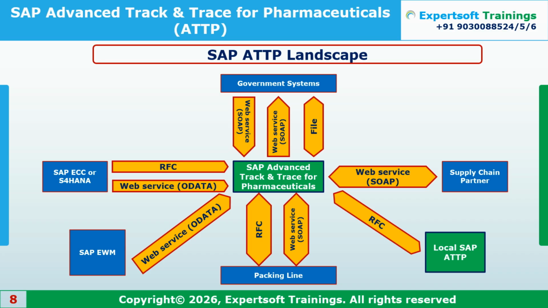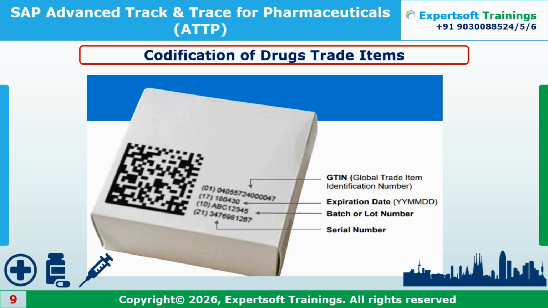Basically, the codification of a drug requires these four PIs, as we call them in the pharma industry: the GTIN, expiration date, batch number, and the serial number. These are the four elements coded into this barcode. GTIN will be given by whom? The owner or GS1?